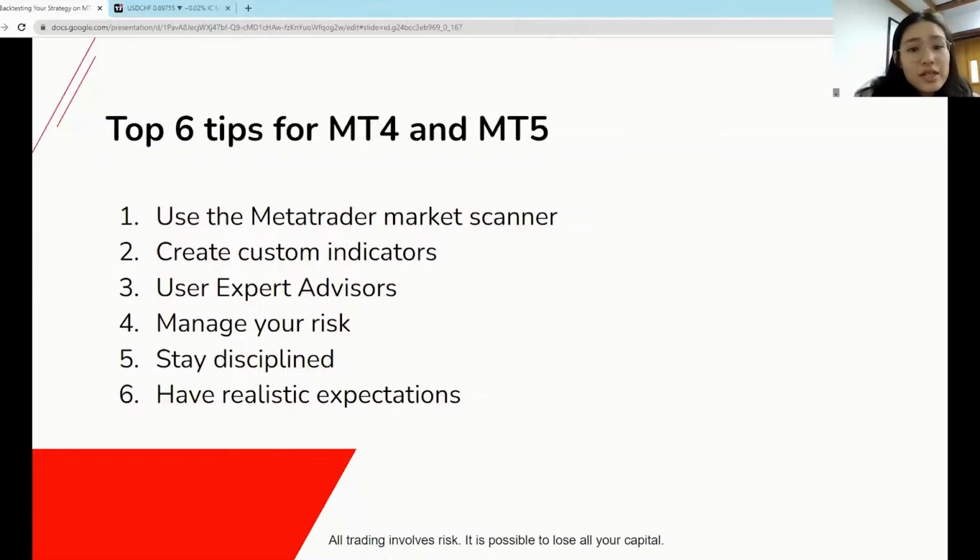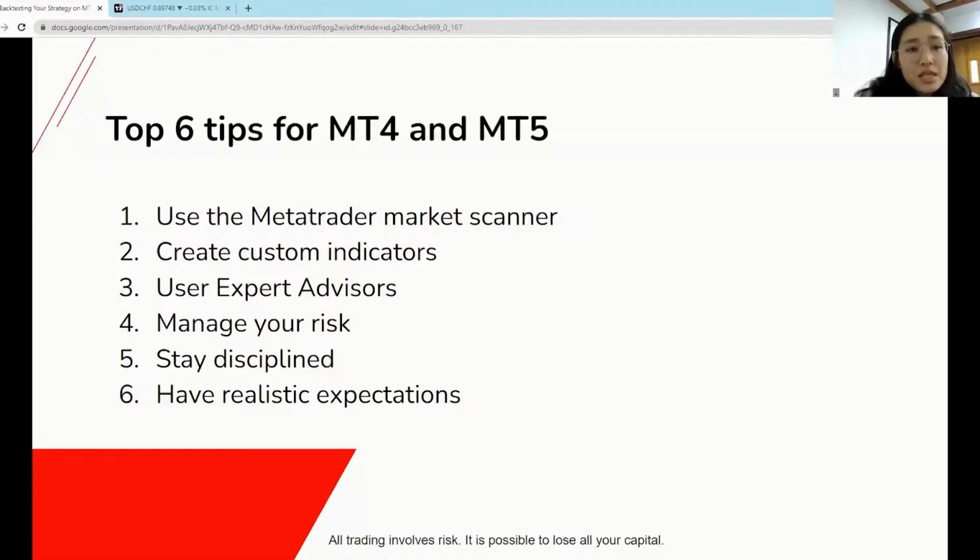Number 2, create custom indicators. Custom indicators are a great way to tailor your trading experience to your specific needs. You can create indicators that track data points that are important to you, such as support and resistance levels or moving averages. This can help you make better trading decisions and improve your overall performance.